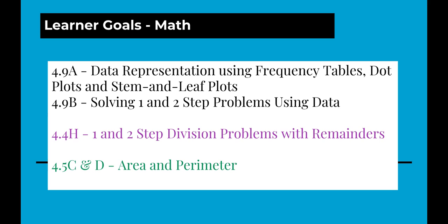We're going to go back and review a skill that we still are having some concerns with, 4.4h, which is 1- and 2-step division problems with remainders. And then finally, we're going to look to the future, and we're going to look at 4.5c and d, area and perimeter. We're going to start touching on that. That doesn't come up for a couple weeks yet.